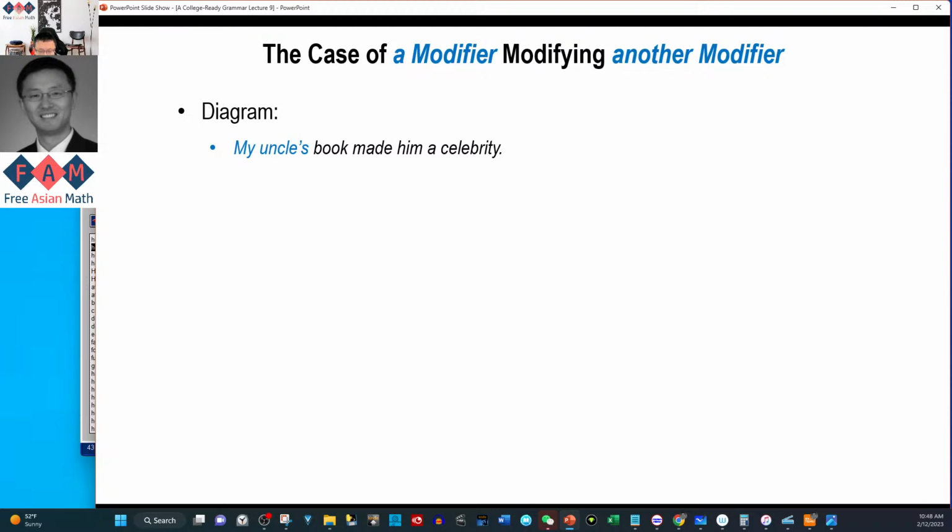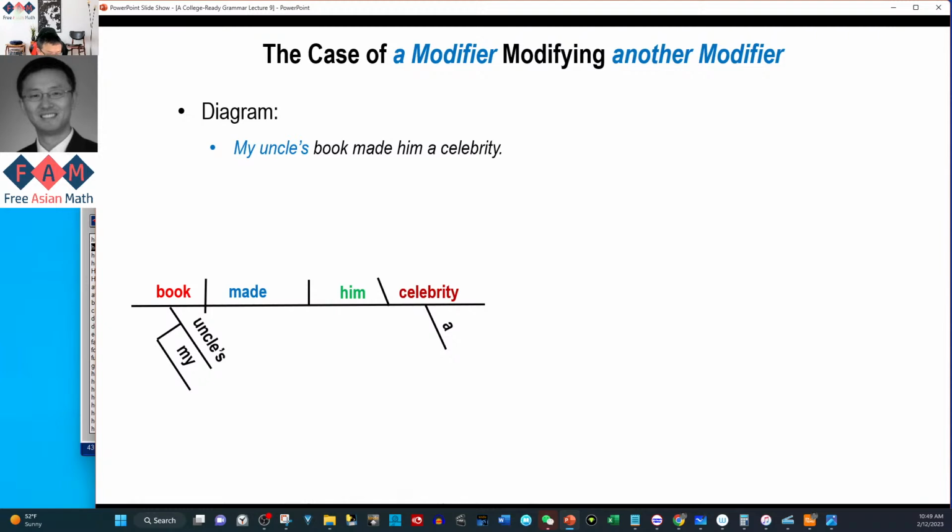So what's happening here is that you have two levels of possessive. The book is owned by uncle, uncle's book. But whose uncle? My uncle. So you have two tiers of possessive here. My uncle's book. The diagram should be first, book is the subject. Book made him a celebrity. But uncle's is the first level of modifier, modifying book. It's possessive, okay? It serves as an adjective. But whose uncle? My uncle. So my modifies uncle. So we have a modifier here.